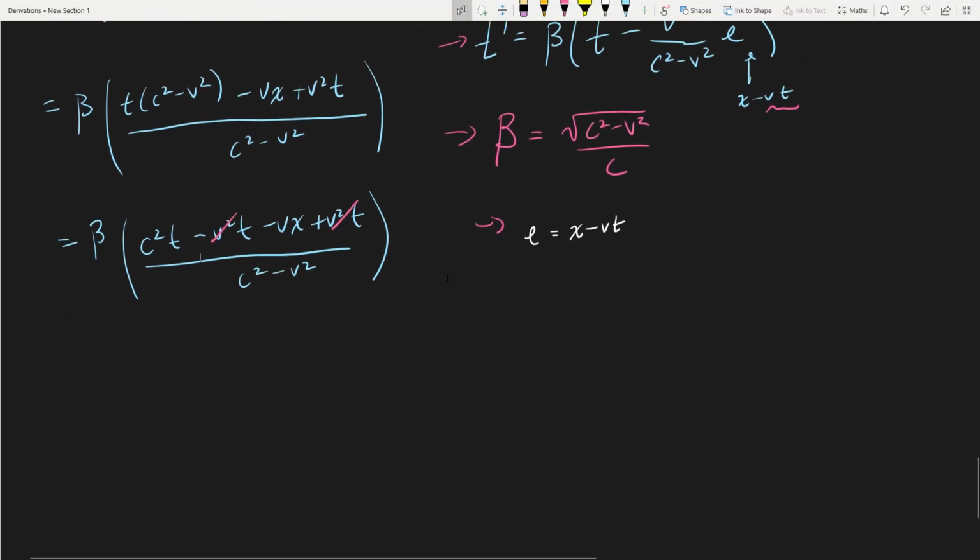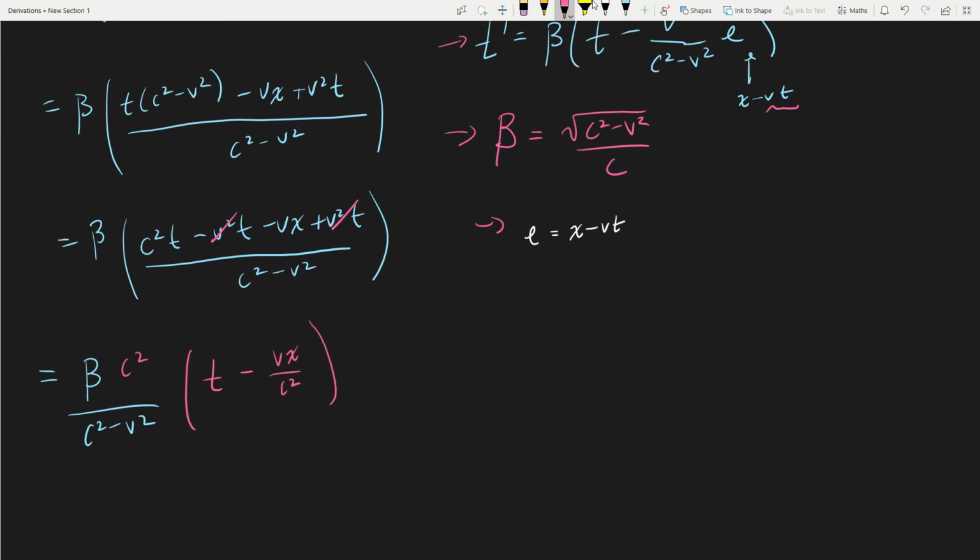Okay, and what I want to do next is take out a c squared. So I'm going to take out a c squared, and we know that on the bottom here is c squared minus v squared. Okay, so let's do some factoring. The t already had a c squared in front of it, so that's fine. The vx did not, so we're going to have to do vx over c squared.